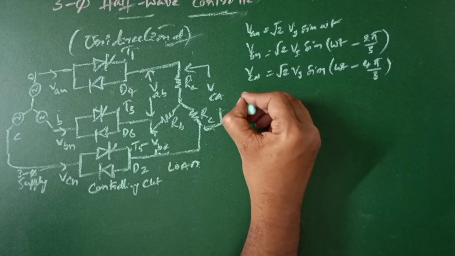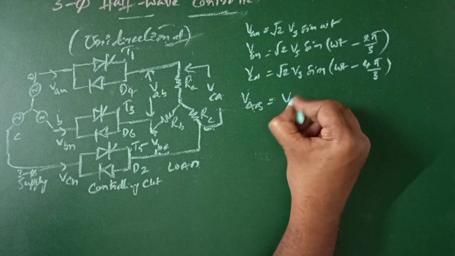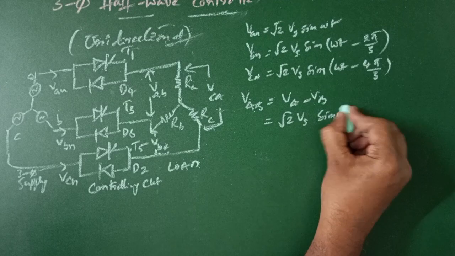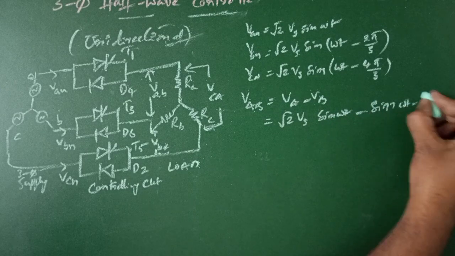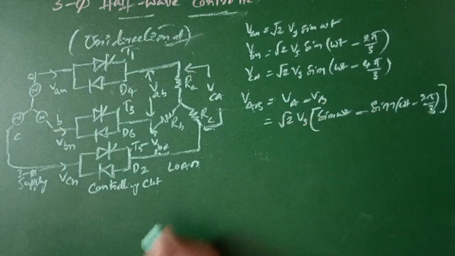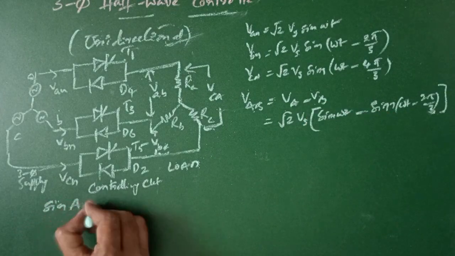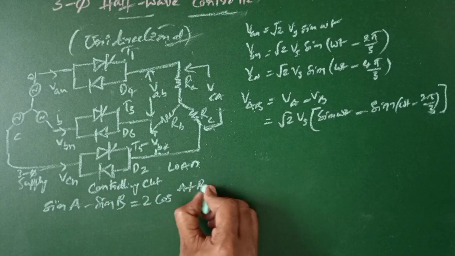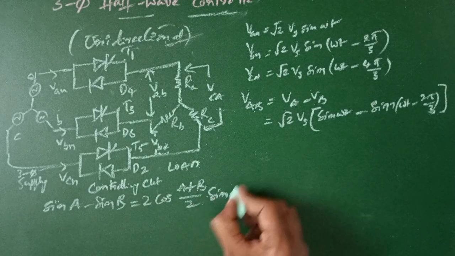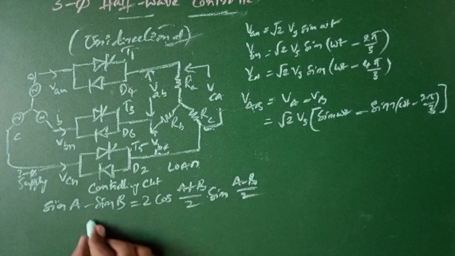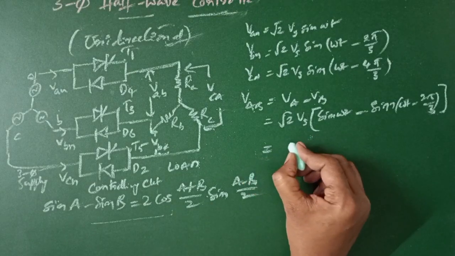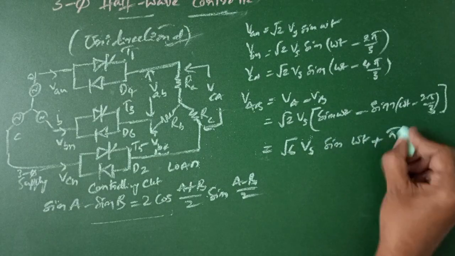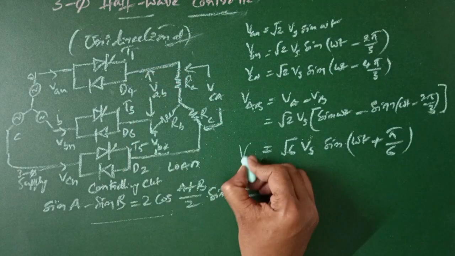Now we need to find the line to line voltage, that is VAB, given by VA minus VB. So root 2 times Vs into sine omega t minus sine omega t minus 2 pi by 3. And we have a formula, sine A minus sine B equals 2 cos of (A plus B) by 2 multiplied by sine of (A minus B) by 2. By using this formula and simplifying, you get root 6 times Vs sine omega t plus pi by 6, which is nothing but VAB, the line to line voltage.